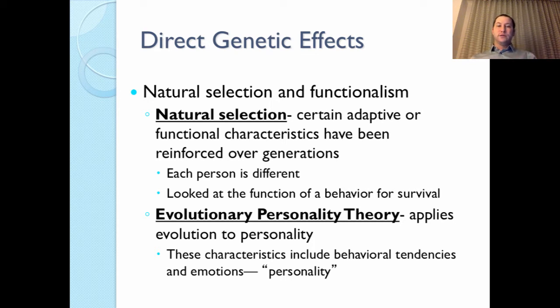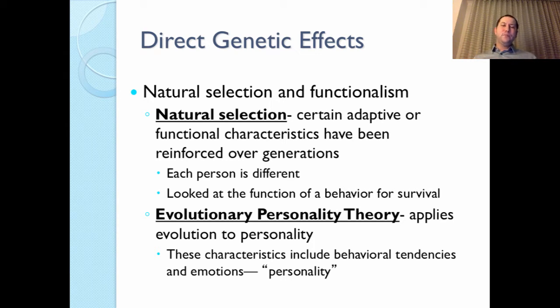Natural selection refers to the adaptive or functional characteristics that have been reinforced over generations. Naturally, each person is different, and it looks at the function of behavior for survival. When we think about this, I think it's important to note that only the things that promote survival are supposed to be passed on. What happens when we have psychological disorders? What happens when we have personality problems? This is when genetic factors get passed on that are maladaptive.